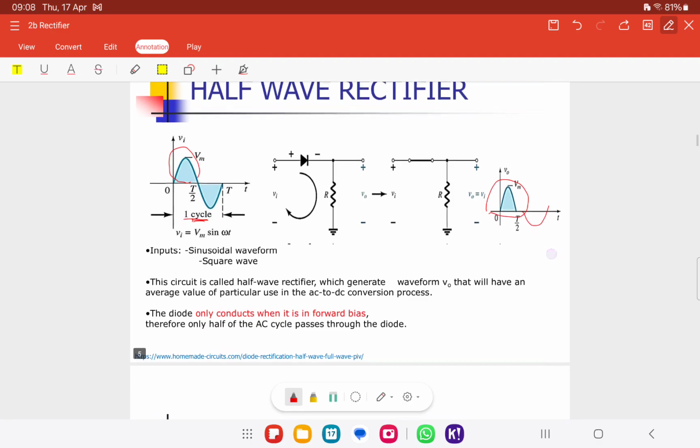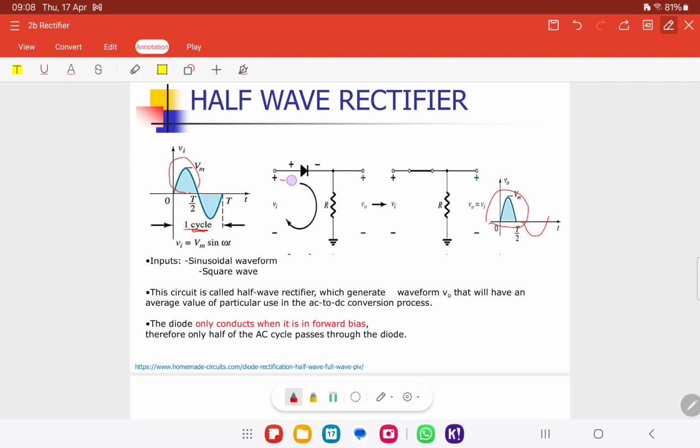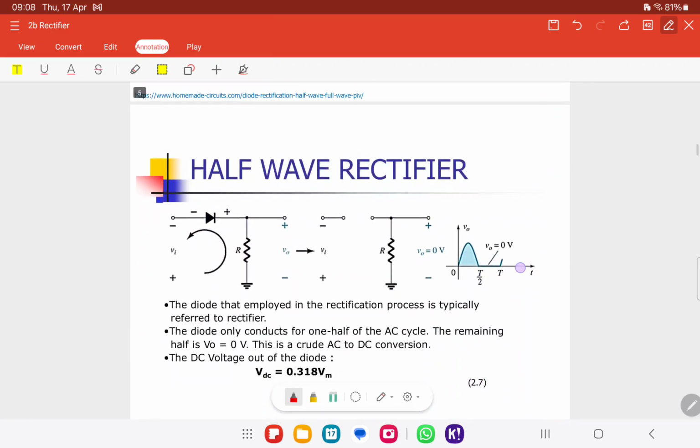Alright. So the circuit dia akan lalu from here goes this one. This is for positive cycle. Okay, V out is dekat sini. This is for V out, V out as at the resistor. This is for positive cycle.